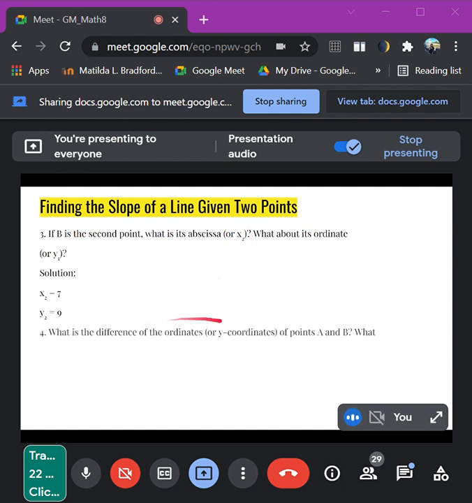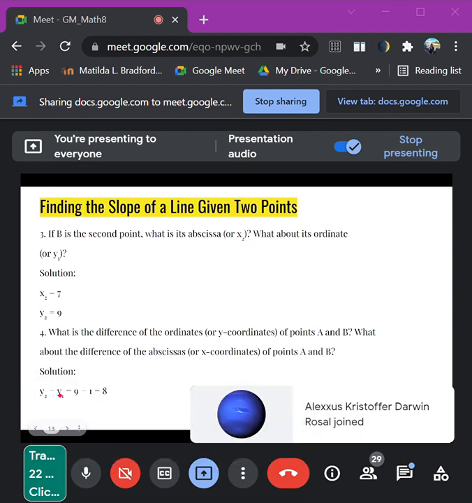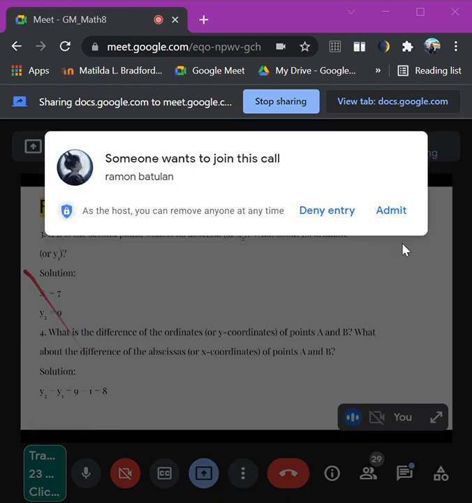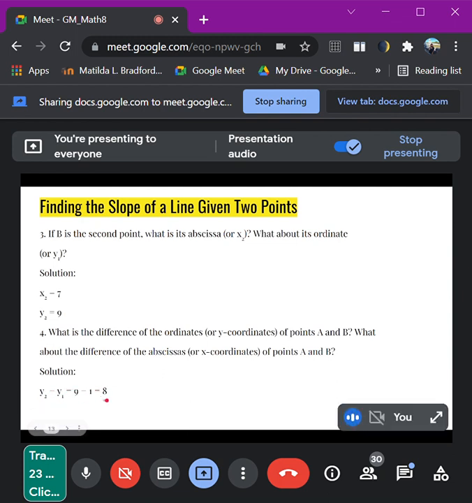So that is the next step. You have there y sub 2 minus y sub 1. So we just subtract what we got earlier, which is 9 minus, and for A, it was 1, right? That is our y sub 1. So you have there, subtract 9 minus 1, that is equivalent to 8. Okay? So you have there 9 minus 1 that is equal to 8.